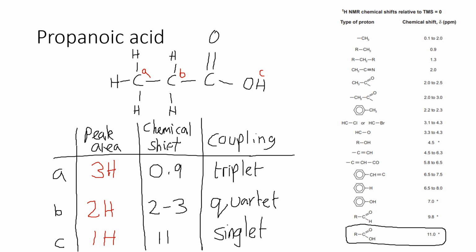But the key thing for identifying a carboxylic acid group would be its chemical shift. It'd be about 11 to 12, very high. Okay, so I hope that's helpful for propanoic acid. Let's just do one more.